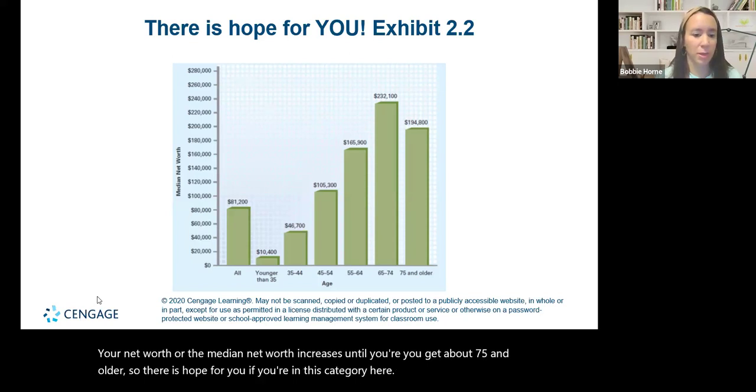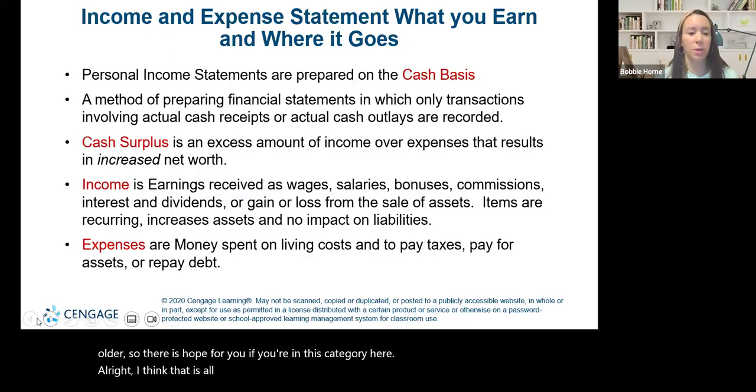All right, I think that is all for this objective. And so in the next objective, we're going to look at income and expense statements.